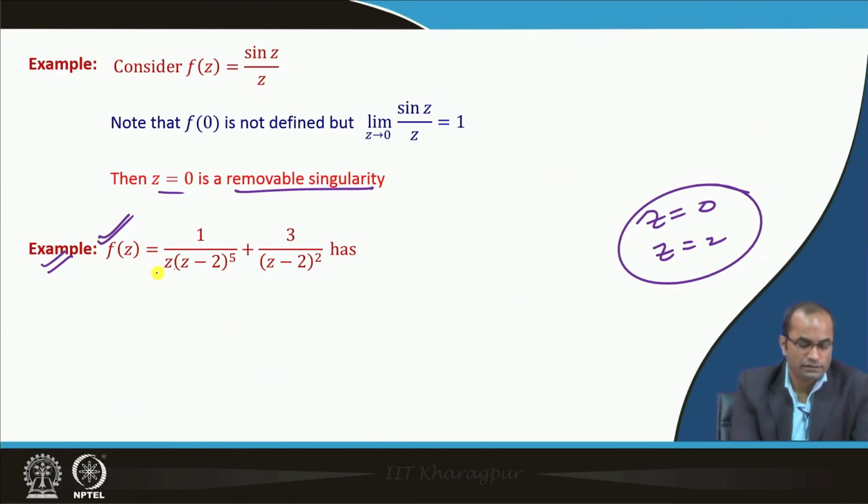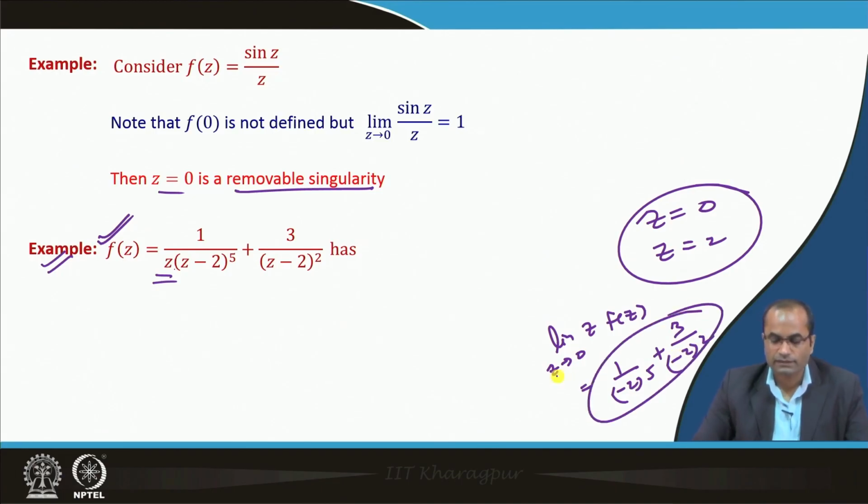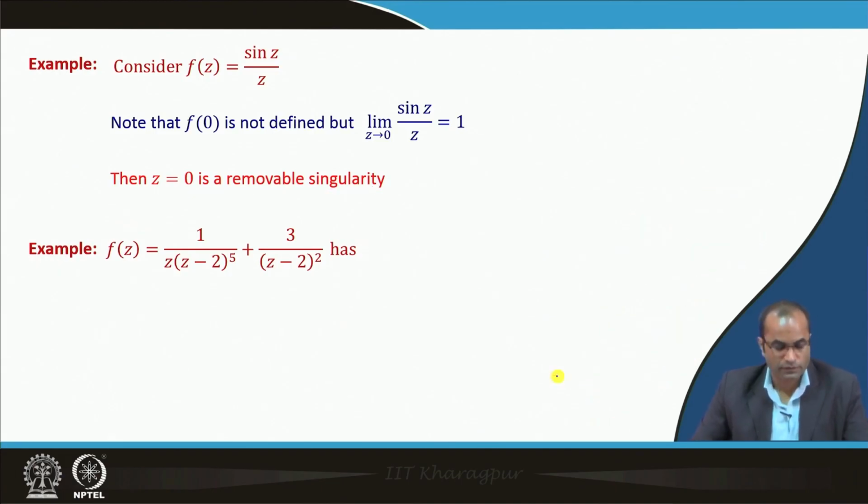So, in this case for z equal to 0, it is clear that when we multiply by z and then take the limit z approaching 0, something finite will happen. So, if you multiply z f z and then take the limit as z approaches 0, what will happen? Here 1 over minus 2 to the power 5 and then 3 over minus 2 squared. So, this is a finite number, and therefore, this is a pole of order 1.